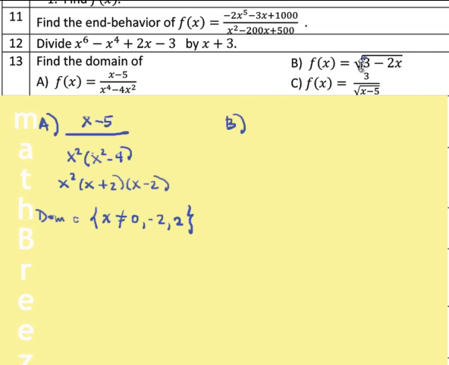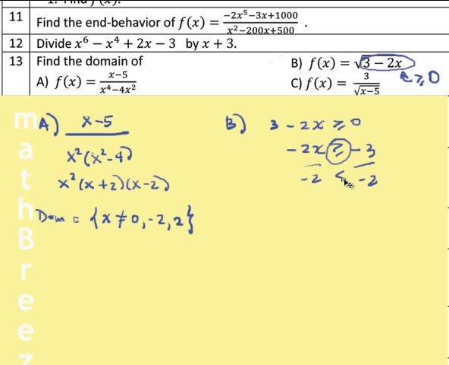In B, we want to make sure that what's under the square root is greater than or equal to 0. So minus 2x greater than or equal to minus 3, or divide by minus 2, and switch the direction. Okay, that's a 3. And that's the domain.